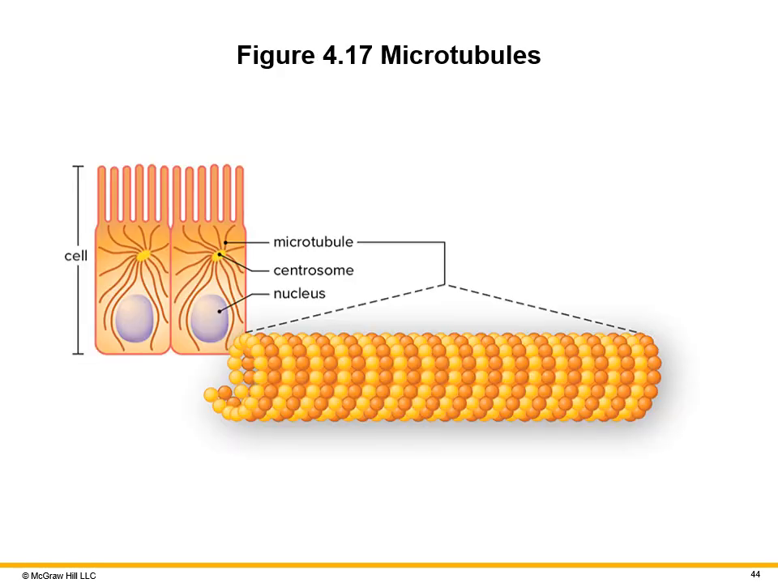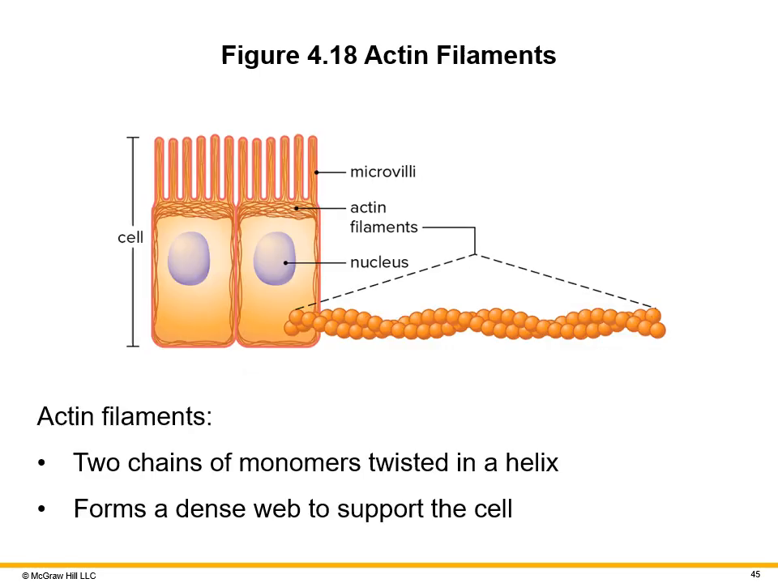So here is a picture of microtubules. And you can kind of see how they're coming from the centrosome right there. And this is what I mentioned earlier, our 3rd type of cytoskeleton, the actin filaments. Actin filaments are also called microfilaments. These are going to be the smallest proteins of the cytoskeleton. They are 2 chains of monomers twisted into a helix, and they form a dense web to support the cell.